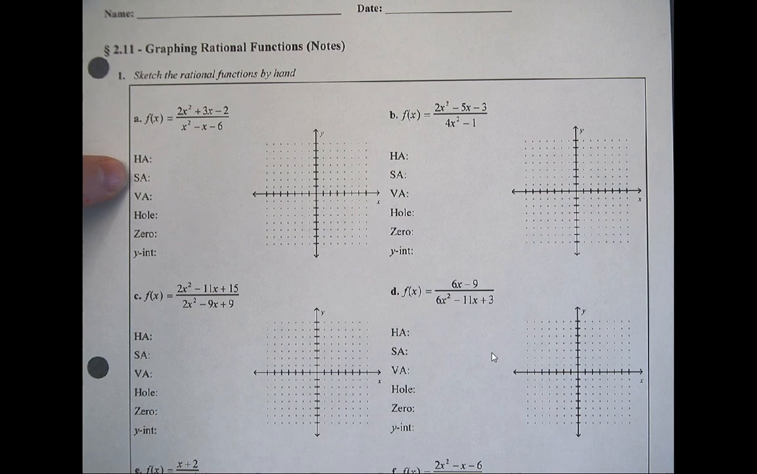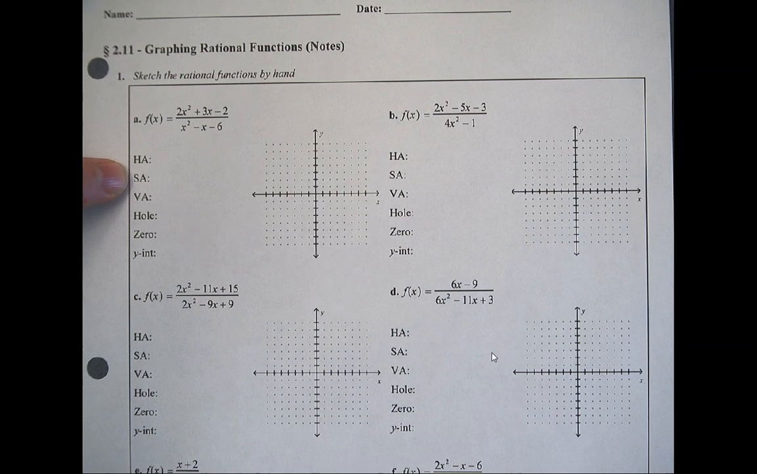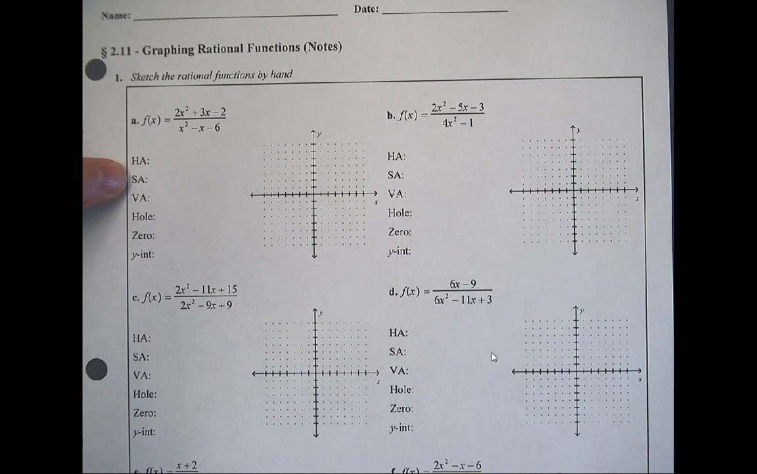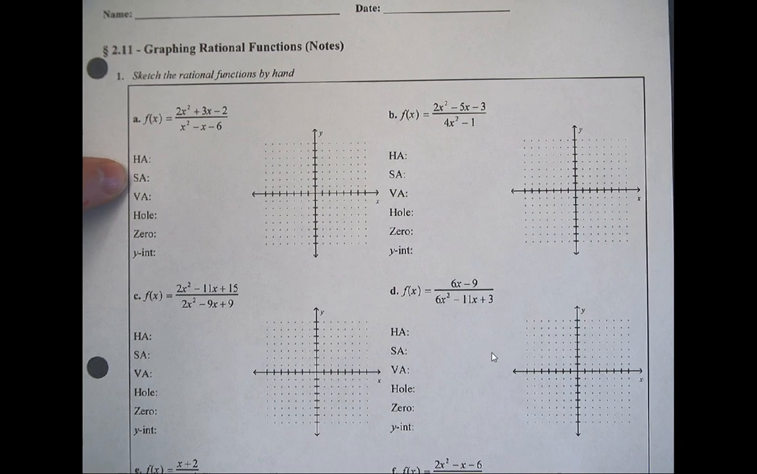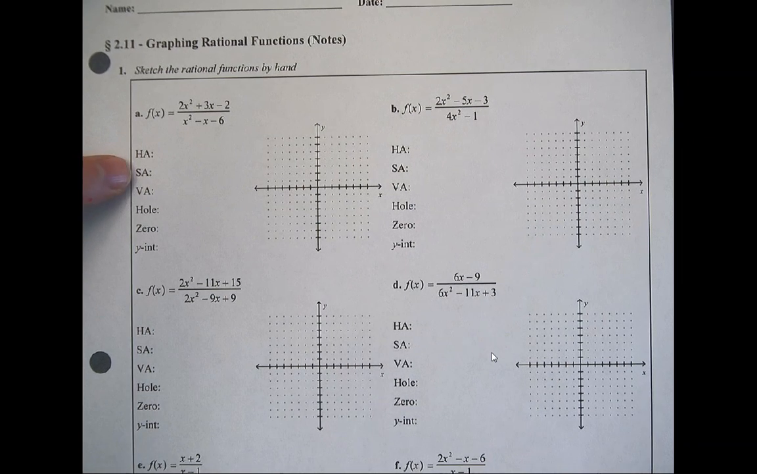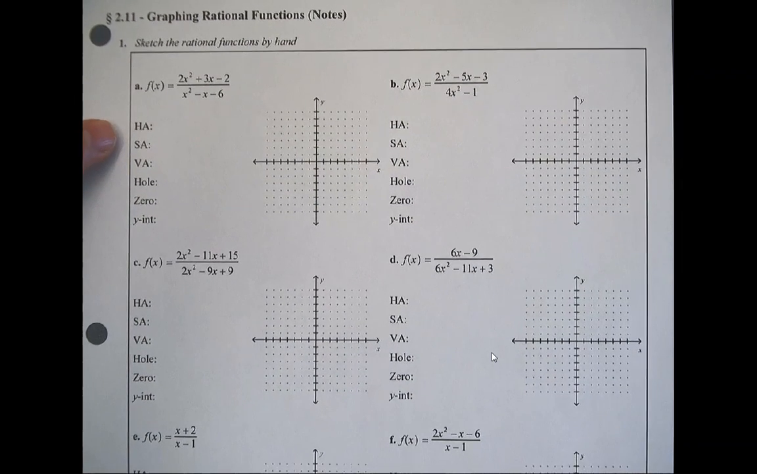Now you might notice we have a new characteristic called SA. Don't worry too much about that. That's a slant asymptote, and I'll do the best I can to explain that. It's a pretty minor detail. It's mostly for our AP kids.